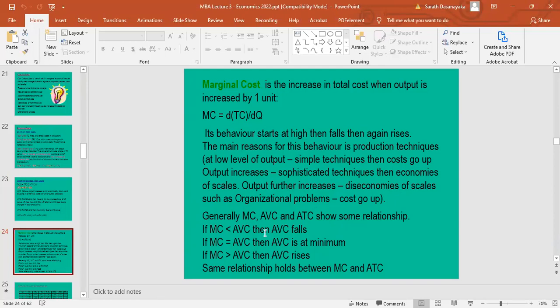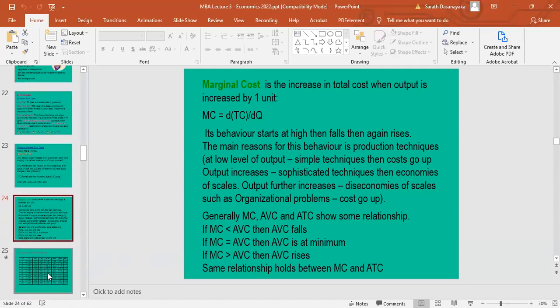Then you can see there are technical relations between the marginal cost, average variable cost and average total cost, because we are taking all these from the single production function. Naturally, mathematical relations are there.